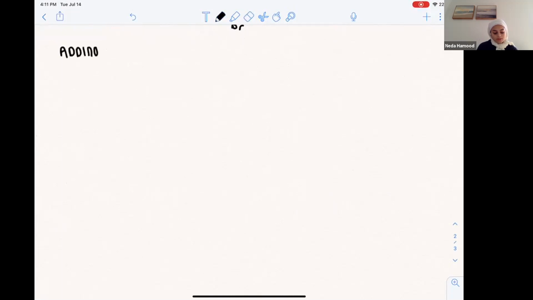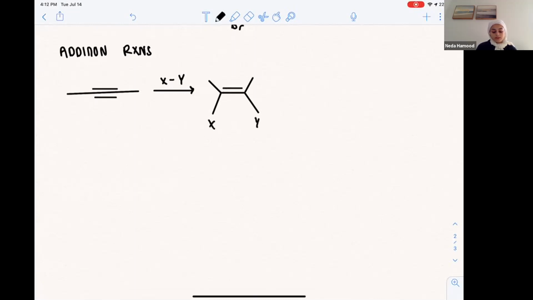We have addition reactions. So this is when you're getting rid of the triple bond, which makes sense because when we were doing addition reactions before, they were getting rid of the double bond. So now we're getting rid of the triple bond. So over here, we actually make an alkene intermediate where this adds it like this. Okay, there you go. So we have X and Y.